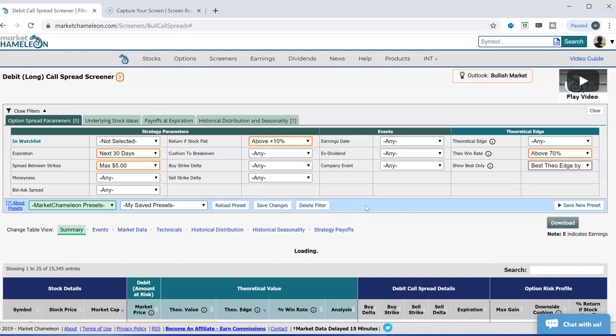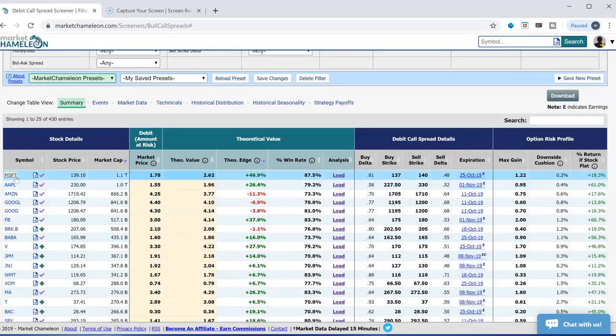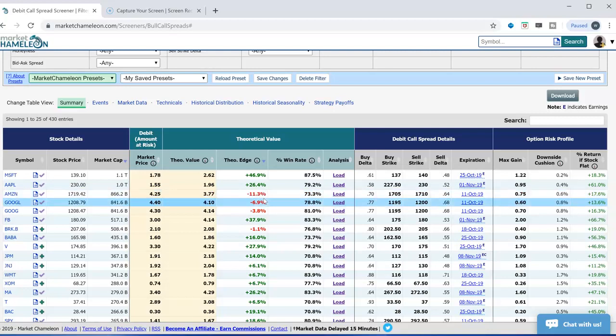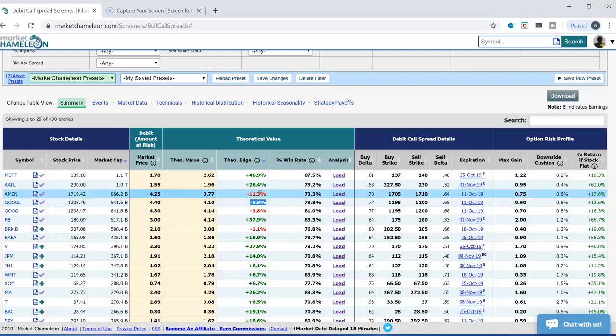So I'm going to choose that. It's going to rescan it. And now here we go. For Microsoft, the best theoretical edge, 46%. So here, this one is interesting because this is a negative. Really, we don't want a negative one in Amazon and Google. So that happened to be the best theoretical edge, even though it's negative.